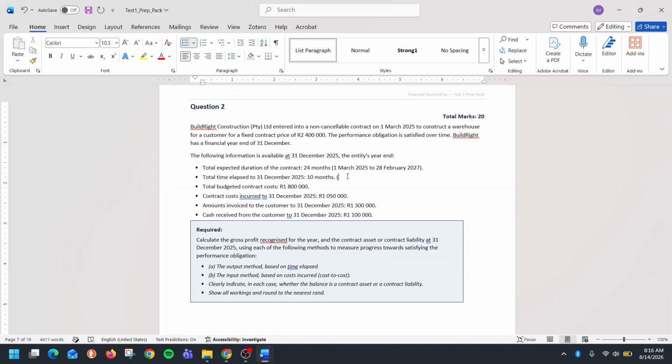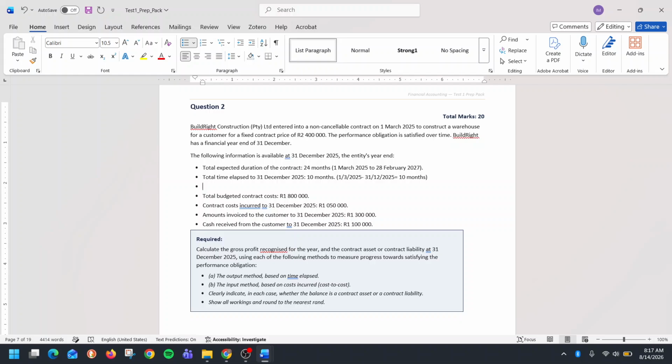It says that Build Red Construction Ltd entered into a non-cancelable contract on the 1st of March 2025. Then we're going to calculate that to the 31st of December 2025. Here you are going to count the months. March, April, May, June, July, August, September, October, November, December. We have 10 months. In this financial year of 2025, we had 10 months. Then we go into the following year, which is the 1st of January 2026 to the 31st of December 2026.